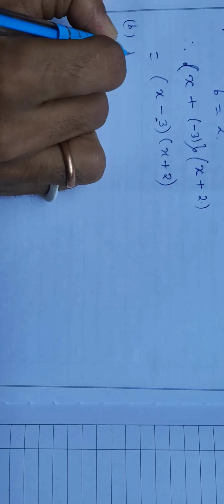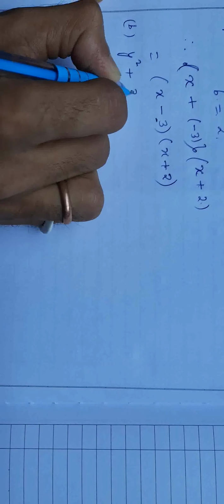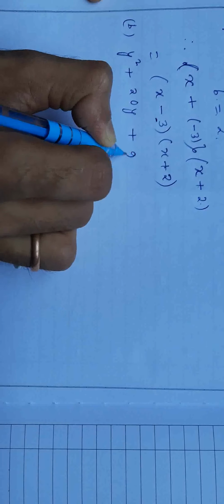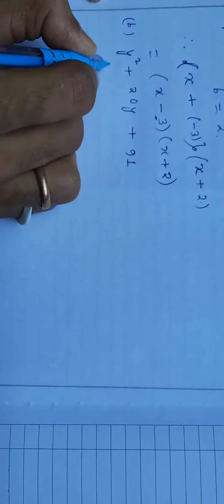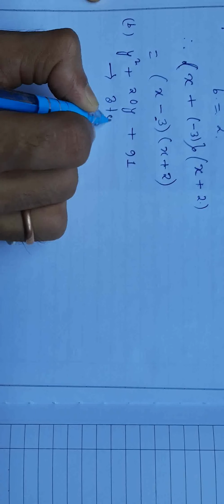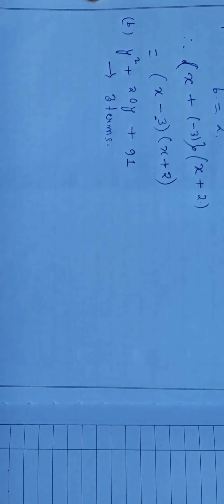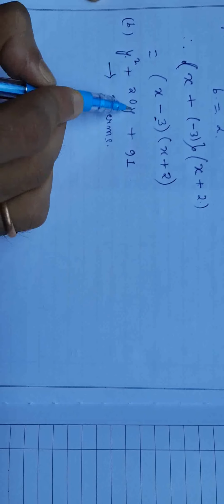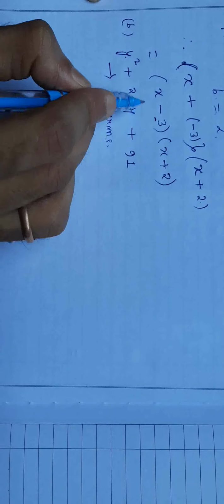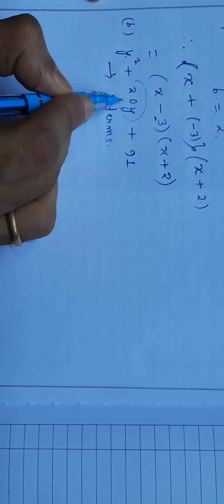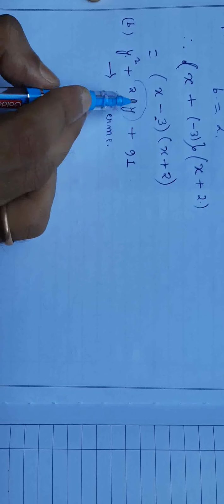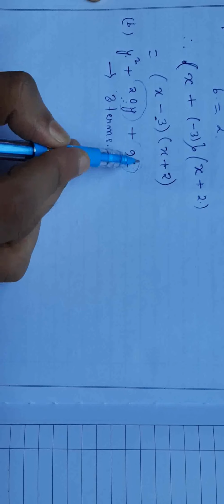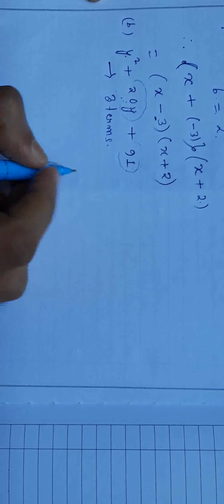Let us see the next question. Y square plus 20y plus 91. Now here also we have got three terms: first term, second term and third term. So we'll try to break the middle term in such a manner that adding will give us 20y, and multiplying those two numbers will give us 91.